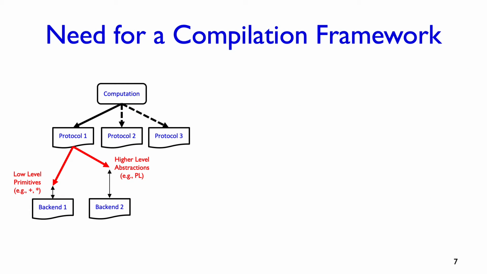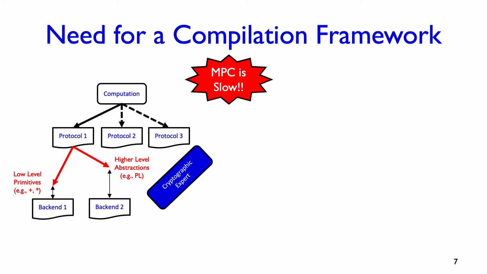But why do we need a compilation framework to solve this problem? First, secure MPC applications are extremely slow because of the nature of cryptographic primitives. Even switching from one backend to another backend, which uses the same protocol, requires enormous effort since the abstractions provided by the backends vary. Some provide primitive abstractions such as arithmetic operations, and some provide their own higher-level abstraction to express your computation. Migrating your computation from one protocol to another requires some level of cryptographic expertise.